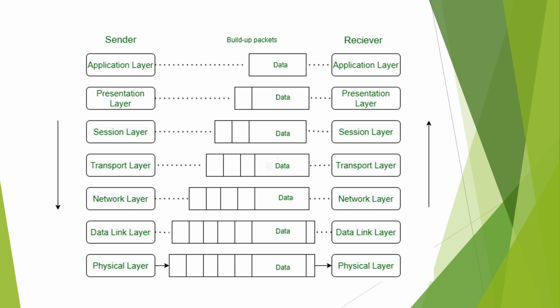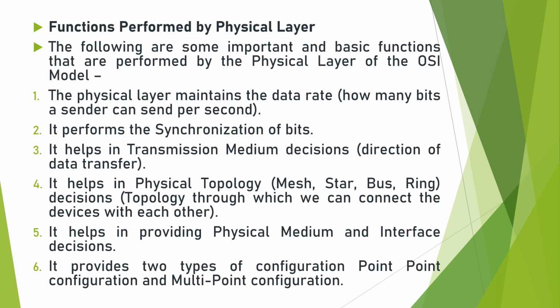This is the diagram showing how this works. Functions performed by physical layer. The following are some important and basic functions that are performed by the physical layer of the OSI model. Number 1. The physical layer maintains the data rate, how many bits a sender can send per second. Number 2. It performs the synchronization of bits. Number 3. It helps in transmission medium decisions, direction of data transfer. Number 4. It helps in physical topology decisions, mesh, star, bus, ring, the topology through which we can connect the devices with each other.